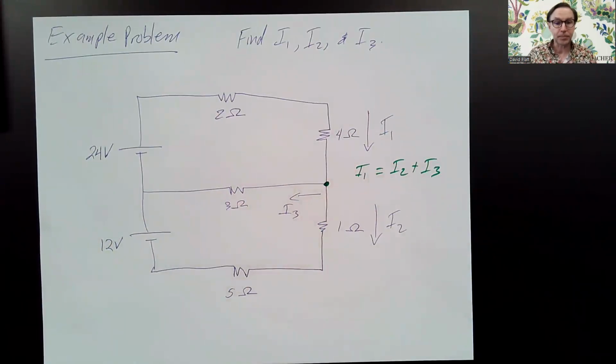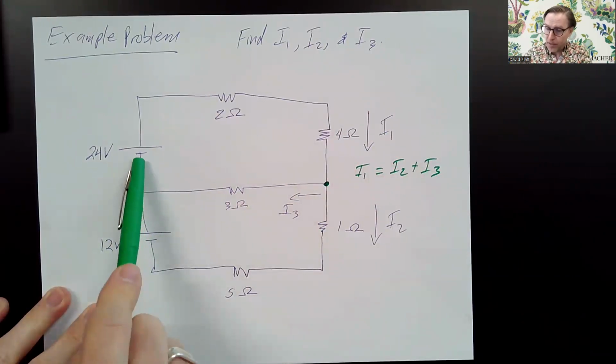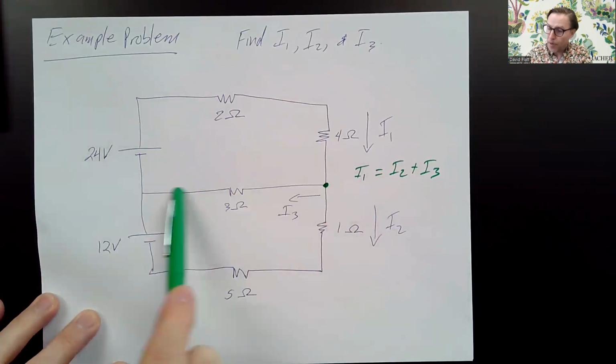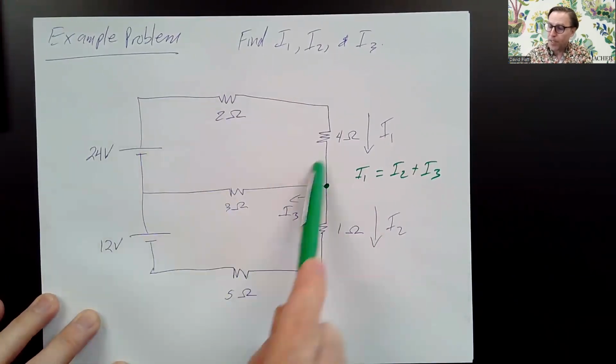I hope that makes sense. Now, for the loops, current's going this way, and then it tells me to go this way. So I'm going to write an equation for the top loop.